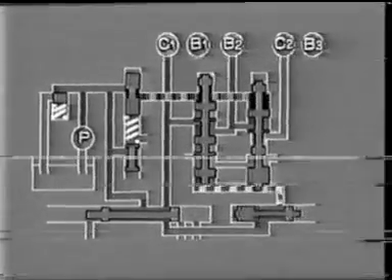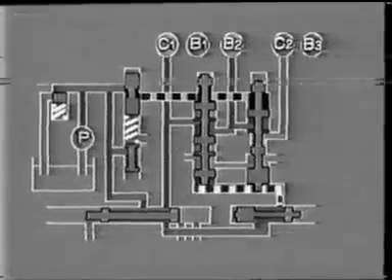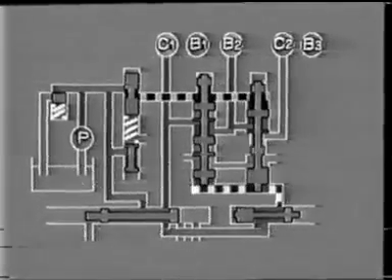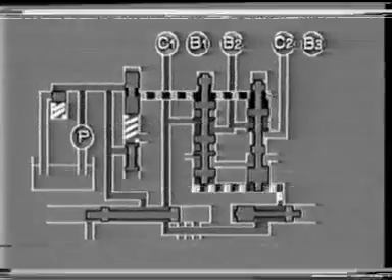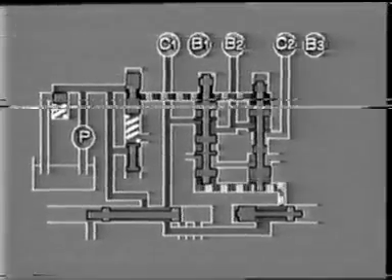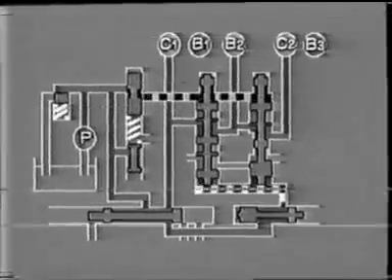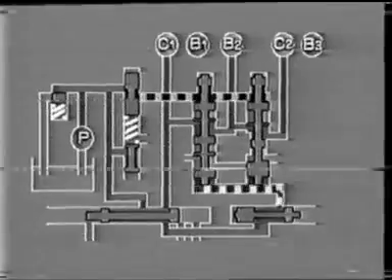As the vehicle's speed increases further, the governor pressure also increases, and pushes the 2-3 shift valve upward. As the 2-3 shift valve is pushed up, it opens up another fluid passage to clutch C2.